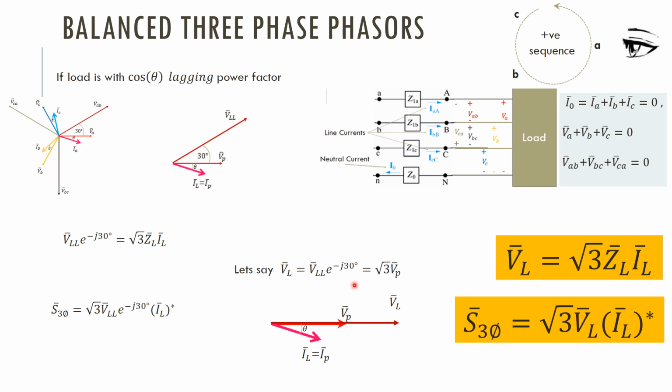This voltage is equal to root 3 VP. It is just root 3 times the VP phasor, right? In this other notation, we can substitute VLL e to the power minus J30 as VL, and S3 phase is equal to root 3 VL times the IL phasor conjugate. So these two equations are the final equations to work with any three-phase network, right?